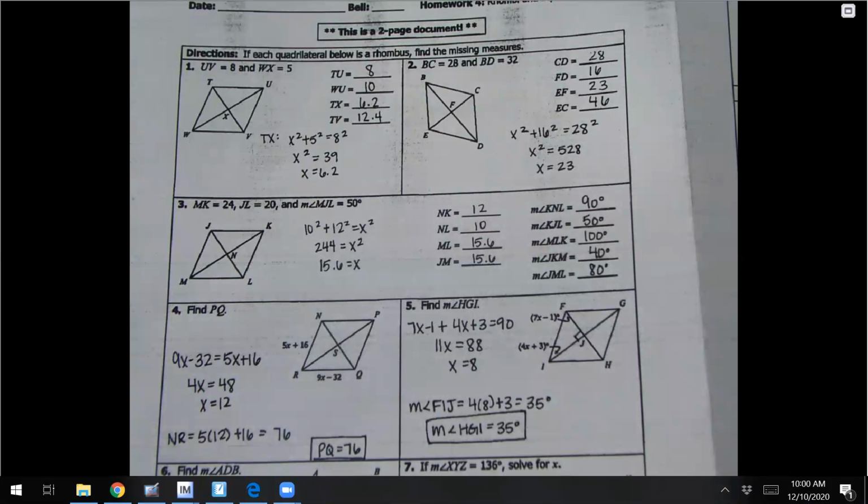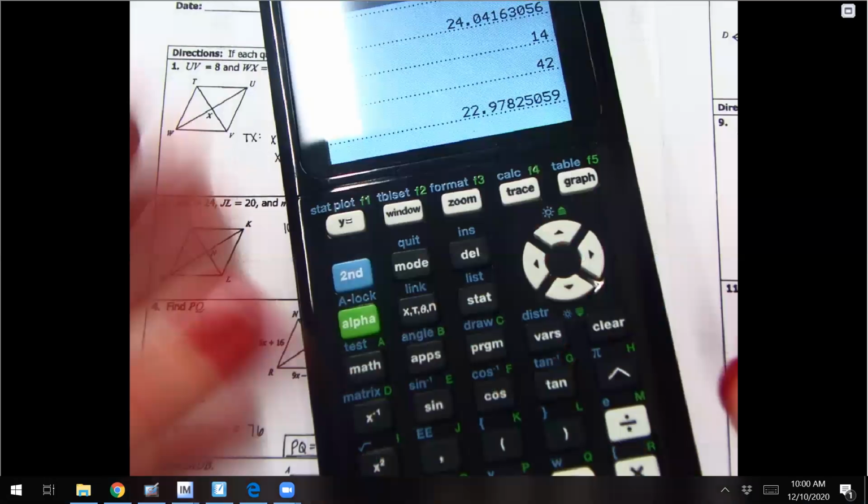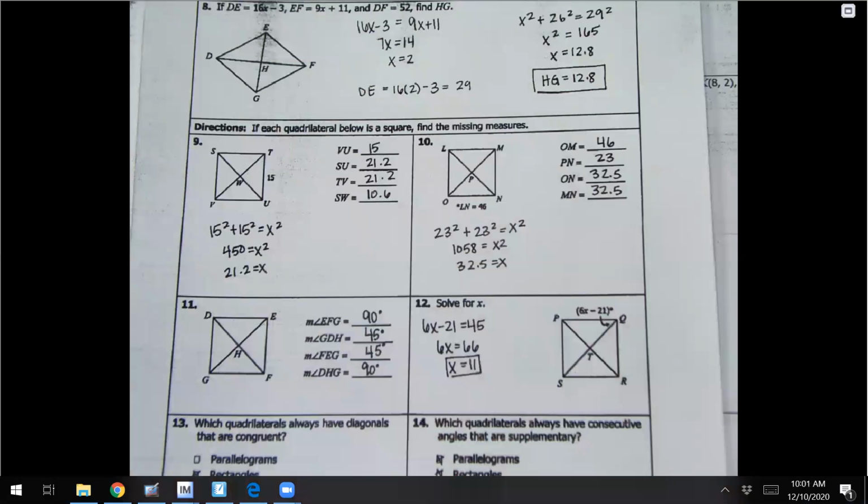Let's see what it actually is. The square root of 528. So it's 22.97. So that does actually round up to be 23. Okay, and then other side over here, 8 is 12.8. 10 is there for you. 12 is 11.